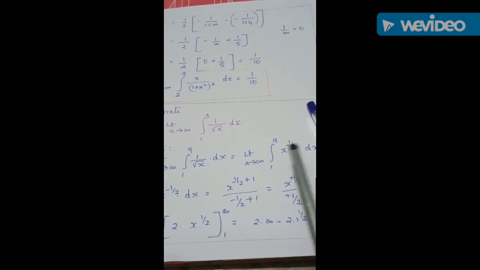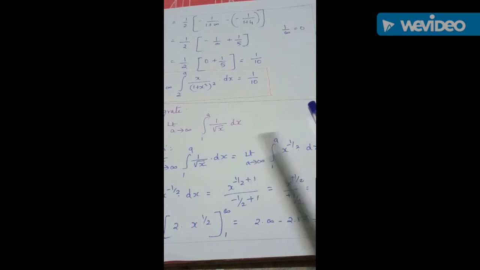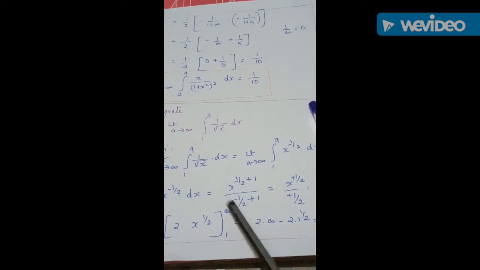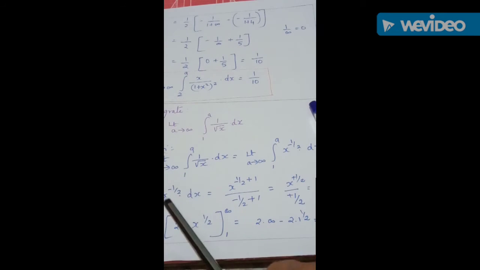minus half into dx, and the integration of x power minus half dx can be written as x power n plus 1 divided by n plus 1. Here n is minus half, so minus half plus 1 is 1 by 2. Therefore the integral of x power minus half dx equals x power half divided by half.